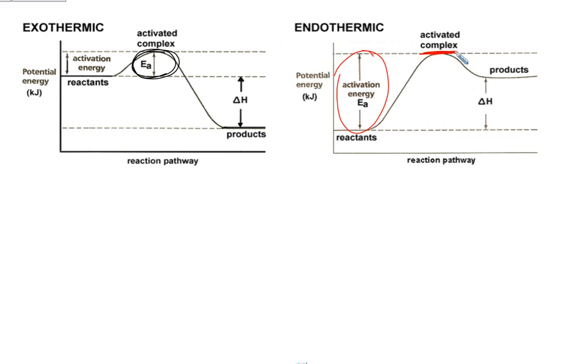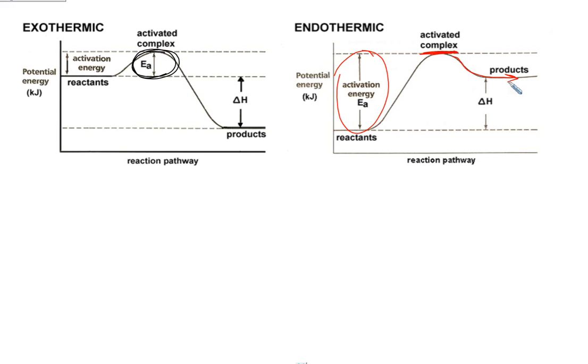An endothermic reaction obviously needs a constant source of energy, and it's a significant source of energy in order to get to the point where I finally have enough energy to make products. And anytime you make products, they should be more stable. I mean, otherwise, why would a reaction occur? So we'll breathe a little sigh of relief when we finally form the products.